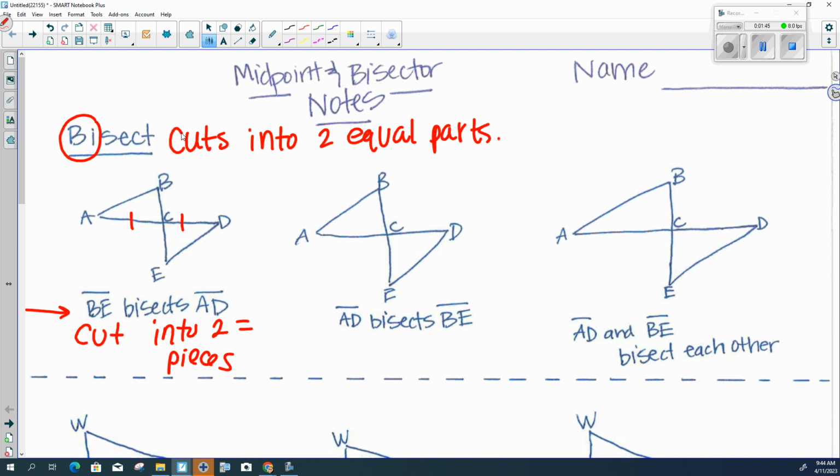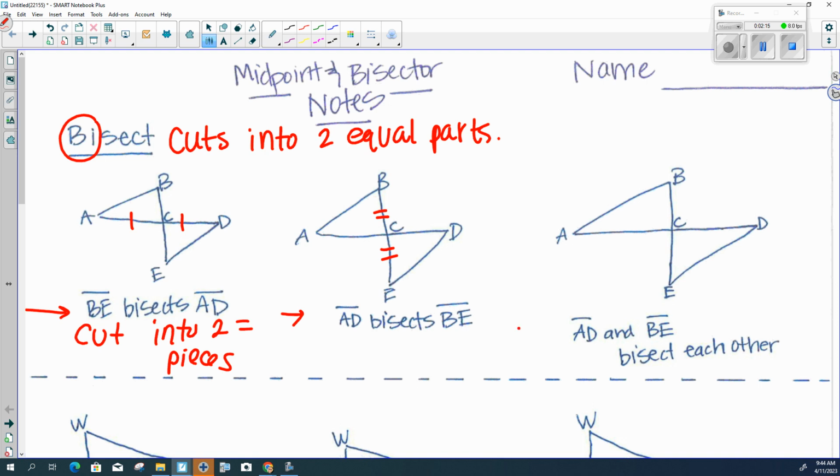Okay, Jared, will you read the second one? So AD is cutting BE into two equal pieces. Let's go make our markings. If BE is now cut into two equal pieces, right here it's like a pizza cutter, whoop, right down the middle. Somebody asked me too, does it matter if I do two dashes or one dash? No, but they have to match each other to show that they're equal.